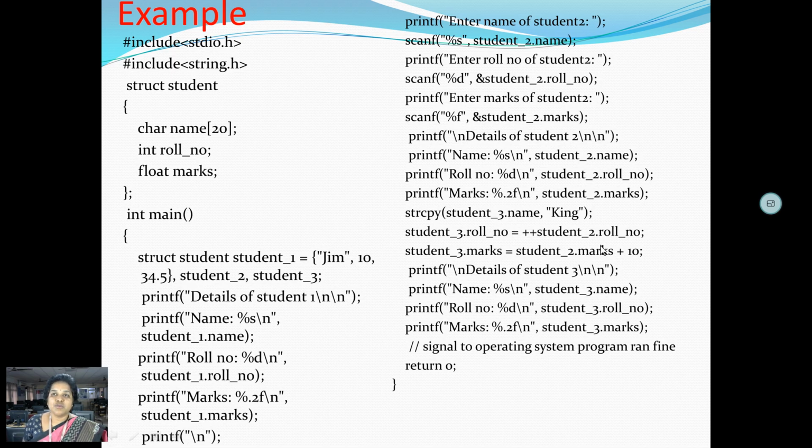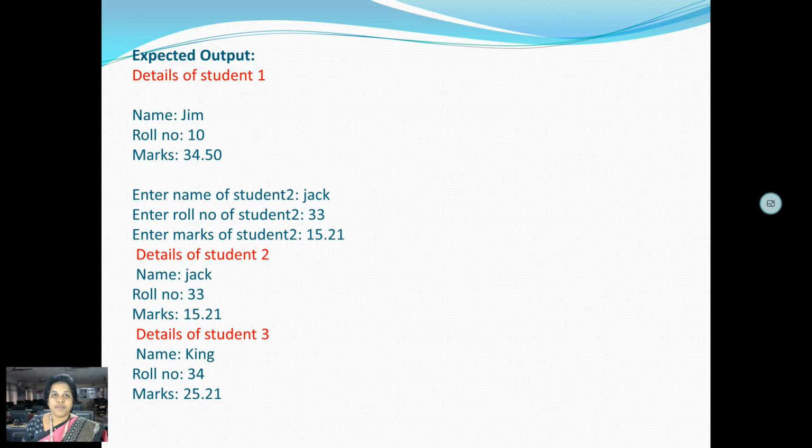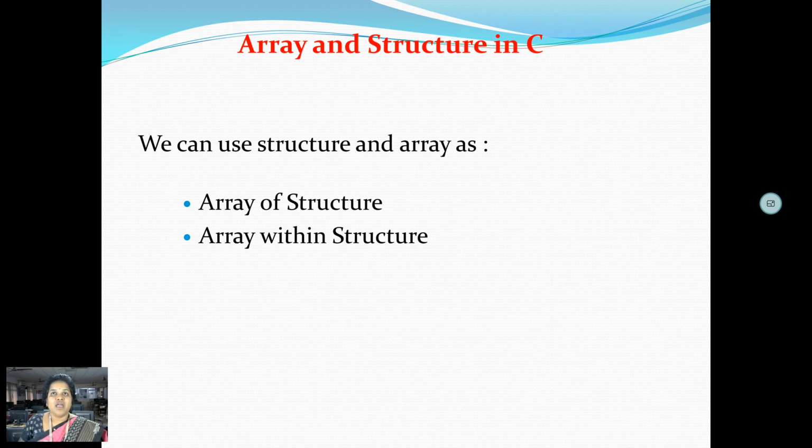For the roll number of student 2, by incrementing that roll number we are assigning the incremented value to the roll number. And then 10 is added to the marks of student 2, and those marks will be assigned to student3.marks. After that, each and every data item for student 3 will be printed. So this is the example, and this is the output for that.